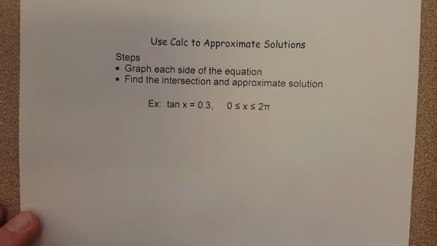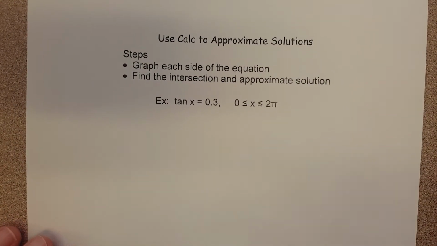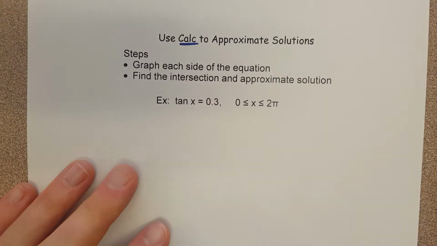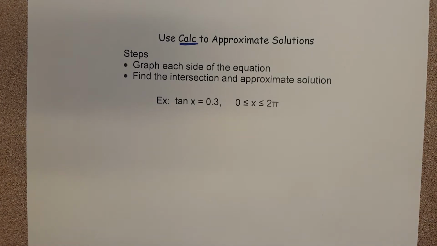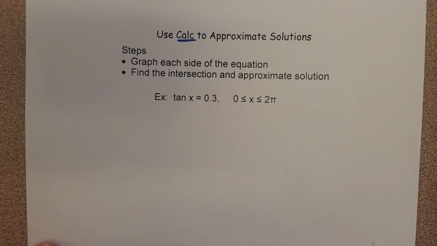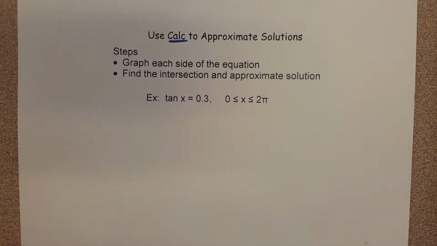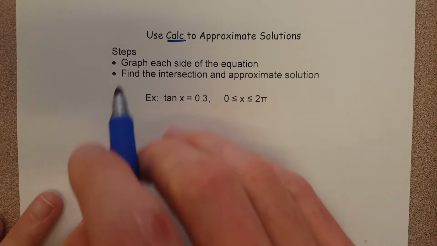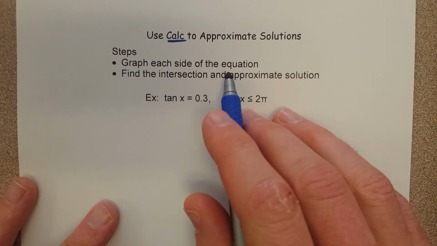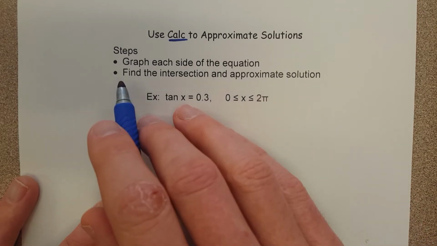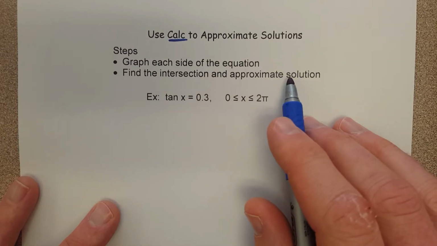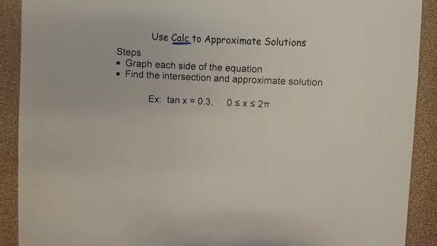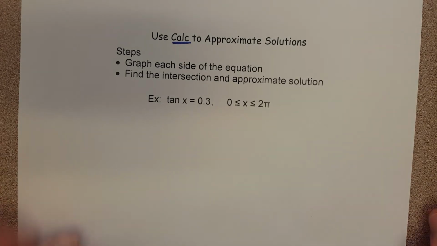The last piece of 4.5 day 2 is to solve a trig equation, to solve a tangent or cotangent equation using your graphing calculator to approximate. So we are going to graph this one. Again, you'll see this is a familiar method to what we did yesterday, but the steps are the same. Graph each side of the equation in your graphing calculator and then find the intersection and the approximate solution. So we're going to do that same thing here. Let's take a look at it.